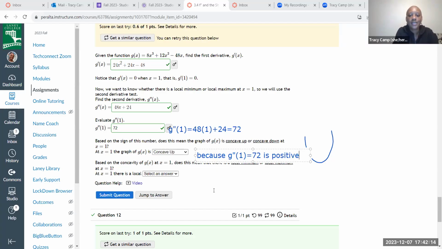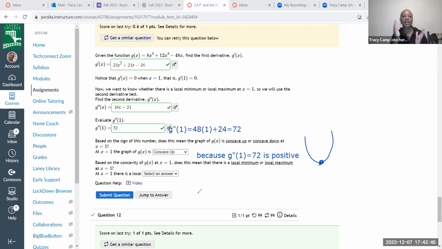And then the reason I drew this, I think it's helpful to have a picture, is because of the last part of this problem. It says based on the concavity, does this mean that there's a local minimum or a local maximum at x equals 1? And notice if you're concave up, then that means that there's a local minimum, not a local maximum, because the idea is that maybe these sides over here just keep growing. We don't know, but right here, there's a local minimum. And that's the second derivative test.